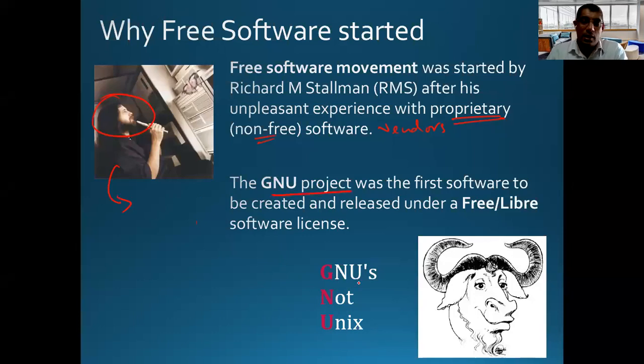GNU is a very nice, what we call a recursive acronym. G stands for, again, GNU, right? N stands for not, and U stands for Unix, because he was pissed off with Unix. So he said GNU is not Unix, right?